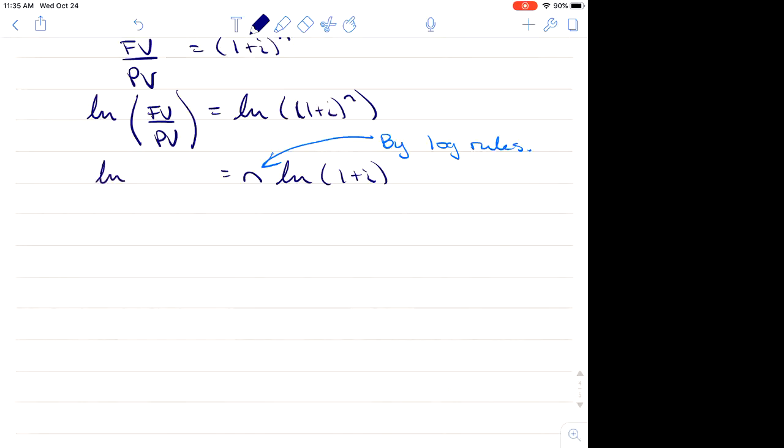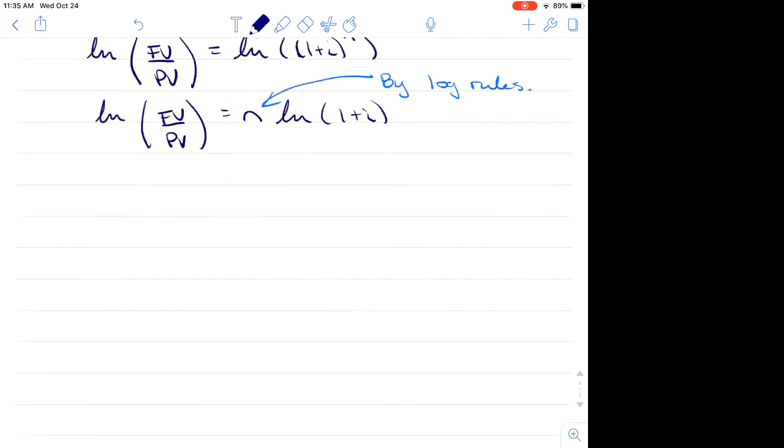So now we have the log of the future value over the present value is n times the log of 1 plus I. So solving for n now, we can divide both sides by the log of 1 plus I. So we have n is the log of the future value over the present value, over the log of 1 plus I, which you can confirm is exactly what's on your formula sheet. Just showing you where it came from. And you can solve for it too. Any questions about that one?